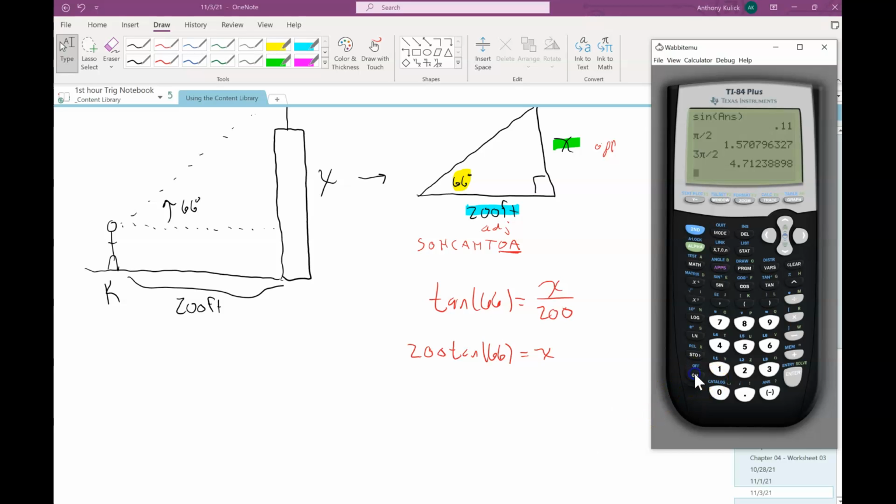What important thing do I need to make sure I do to my calculator before I start punching this in? How were the angles represented in this problem? They were represented as degrees. What mode is my calculator currently in? Radians. So I've got to make sure I switch that before I start doing these kinds of problems. Make a note to yourself right now, be prepared on the test that you'll have to be careful about switching back and forth between your calculator modes. So 200 times tan 66 gives me 449.2.